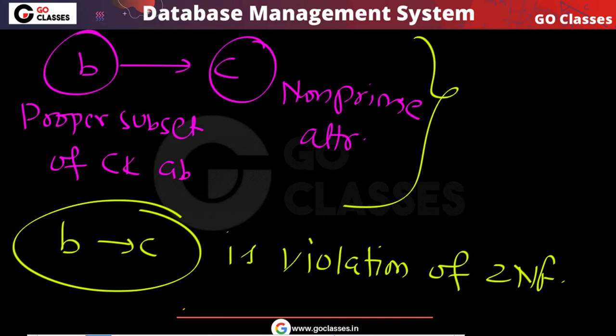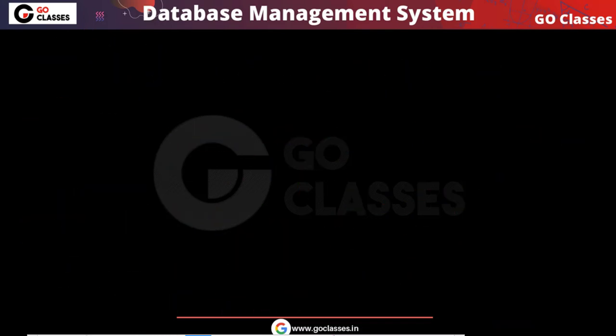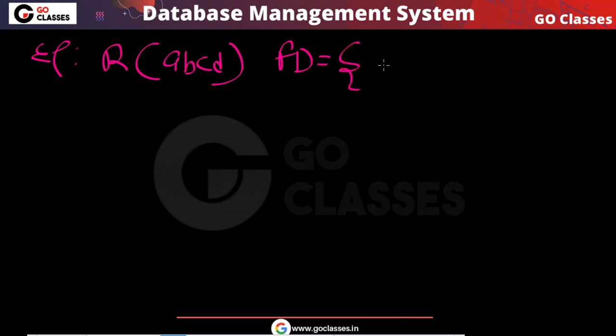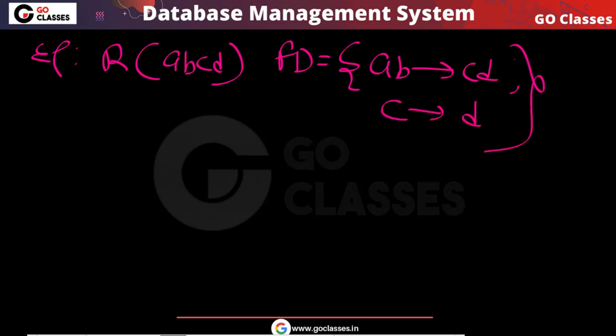Okay, let's see the next example. I hope this example is clear to everyone. Let's see another example. Consider this scenario. Let me take this example, relation R(A, B, C, D), and these functional dependencies are given to you: AB determines CD, and C determines D. In this, first you find what the candidate keys are. You can notice AB is a candidate key.